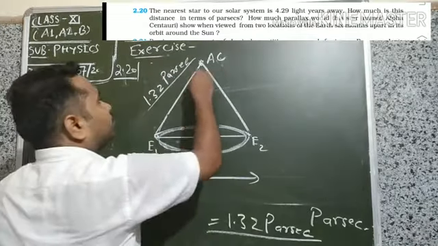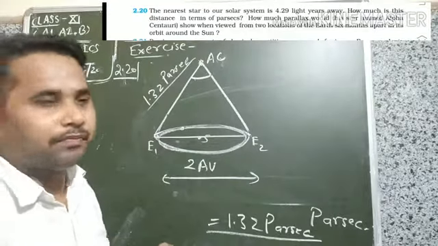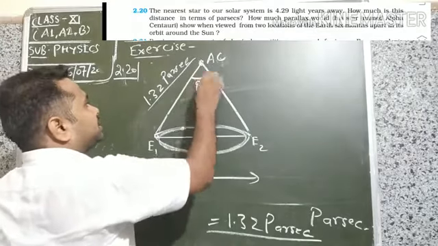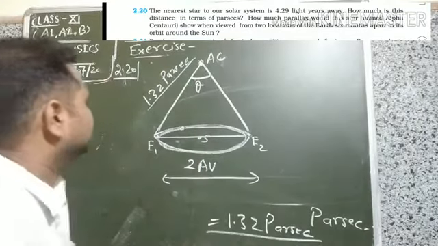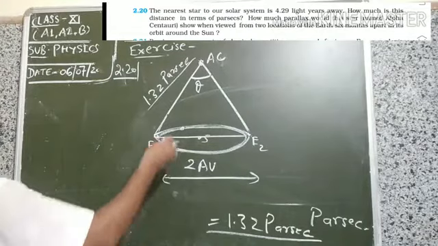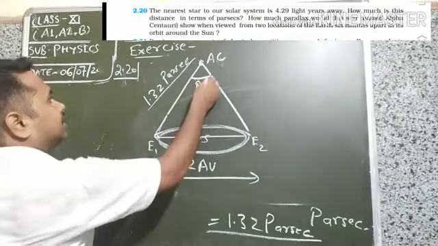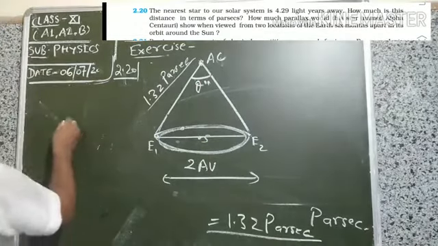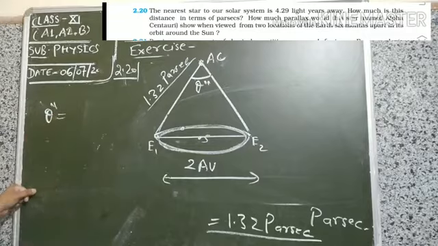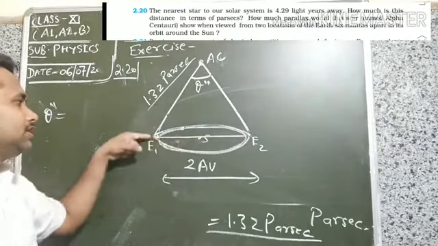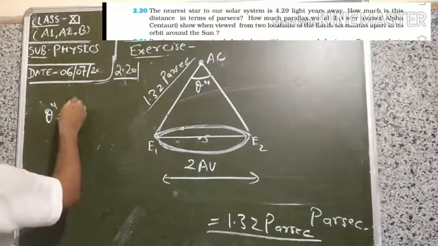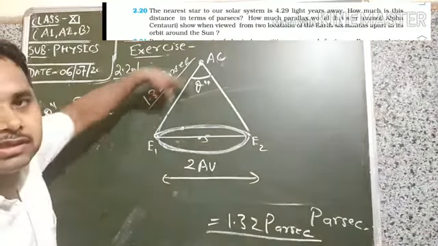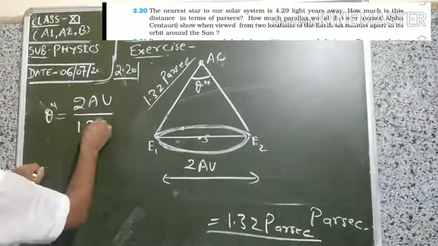So finally we have to measure this parallactic angle here. What is the angle formed by these two places? Suppose this is theta, theta second. Now you can use again angle equals arc upon radius. Angle theta second equals arc. What is arc? We should consider this one as arc. So arc equals 2 AU divided by radius. This is radius. So radius equals 1.32 parsec.